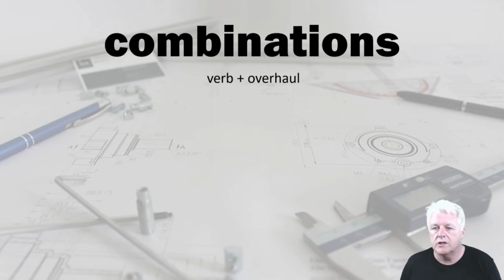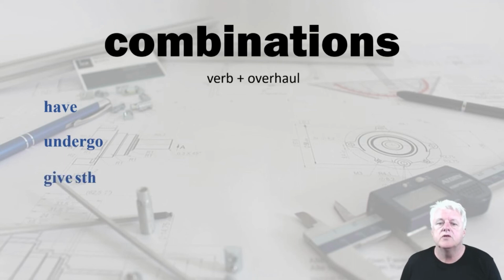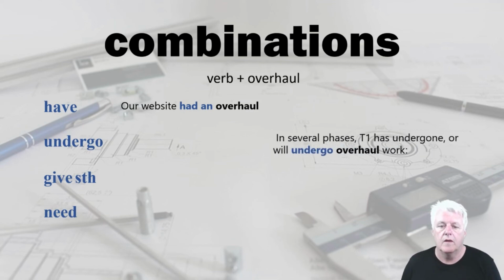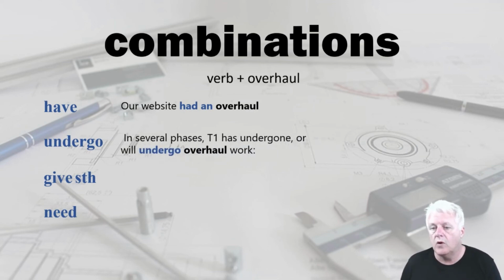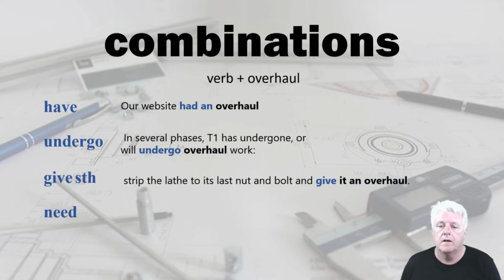So the last combination is the verb plus overhaul. And the most common verbs that go with the word overhaul are have, undergo, to give something, and to need. Let's have a look at these in our model sentences. Our website had an overhaul. In several phases, T1 has undergone or will undergo overhaul work. Strip the lathe to its last nut and bolt and give it an overhaul. If the engine is broken or needs an overhaul.